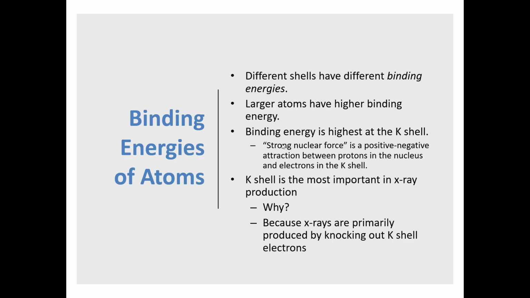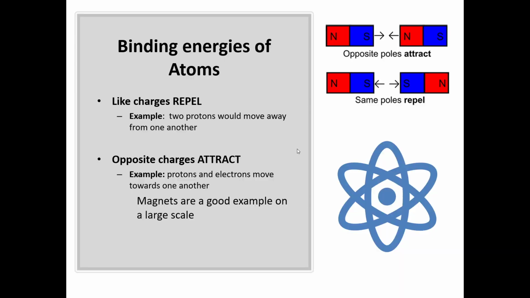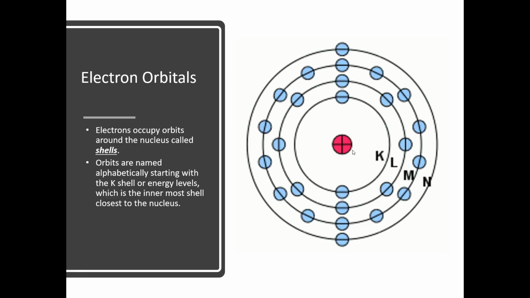We call this strong nuclear force. It's essentially this positive-negative attraction between protons in the nucleus and electrons in the K shell, that initial shell first. So strong nuclear force is the positive to negative attraction between the nucleus and the electrons in the inner orbital, or the K shell.